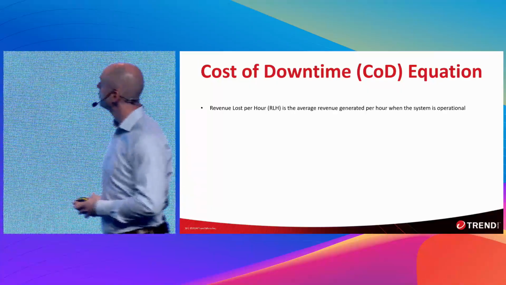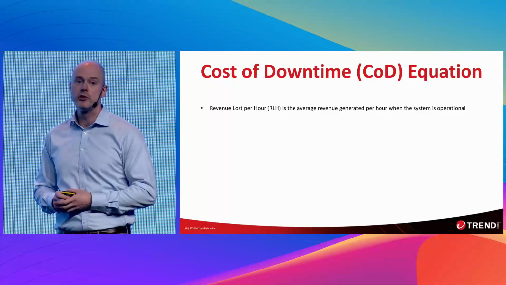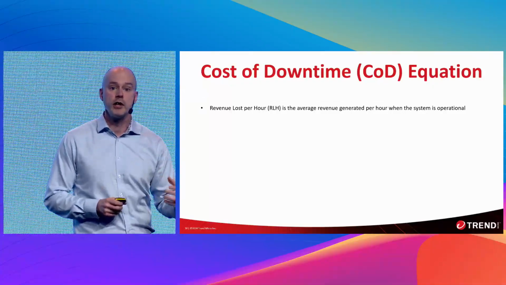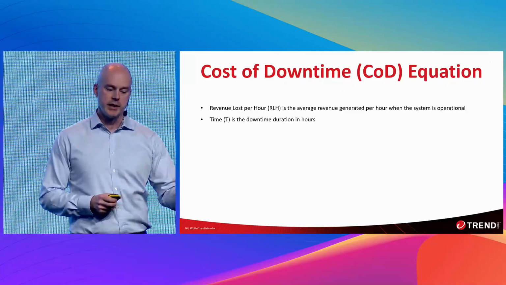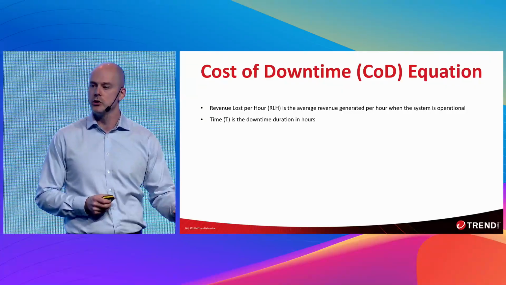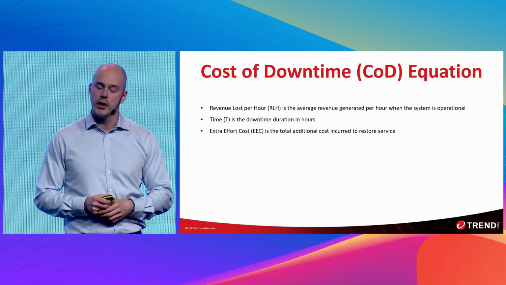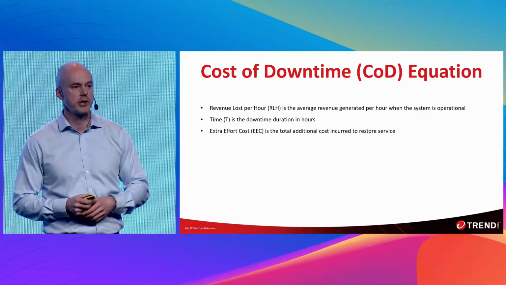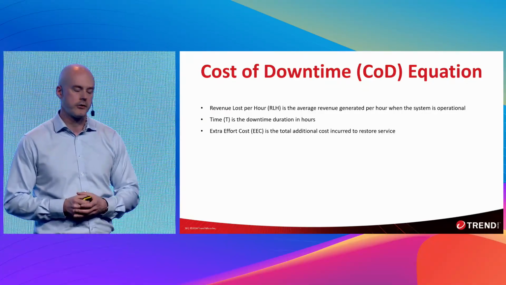So here we have the cost of downtime equation, where the first metric is the revenue lost per hour. It's the average revenue generated per hour when the system is operational. Second metric is time, the duration of the downtime in hours. The third one is the extra effort cost, the total additional cost incurred to restore service. This can be people working overtime and whatnot.